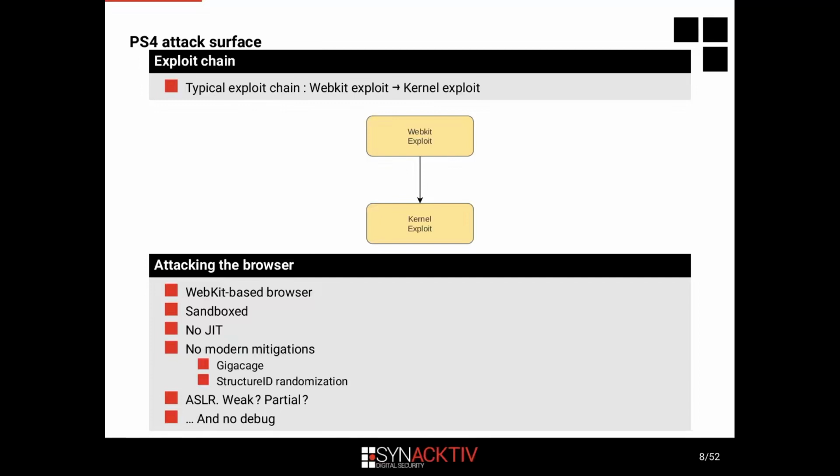There is no JIT, which means that it could be a little bit harder to get code execution. However, there is no modern mitigation like GigaCage or the randomization of structure ID, which means that it could be easier to set up a primitive like the fakeobj primitive. ASLR is enabled. However, it is either weak or partial. This is at least true on version 6. And the most annoying point, there is no debugger.